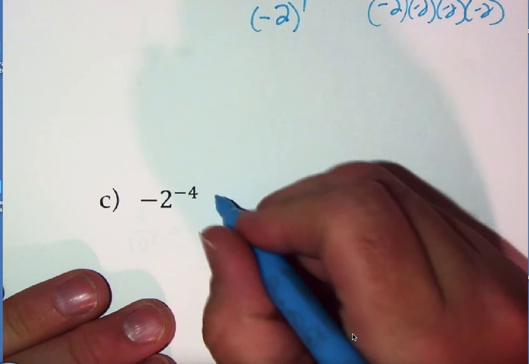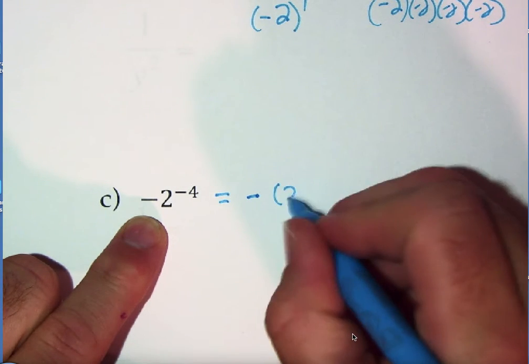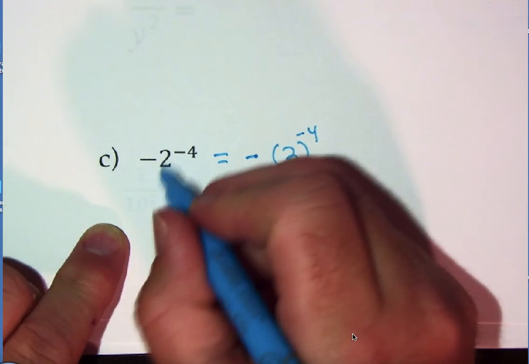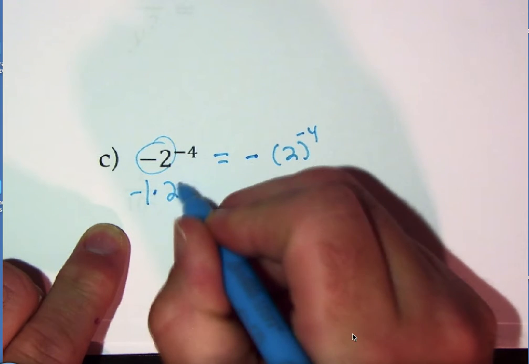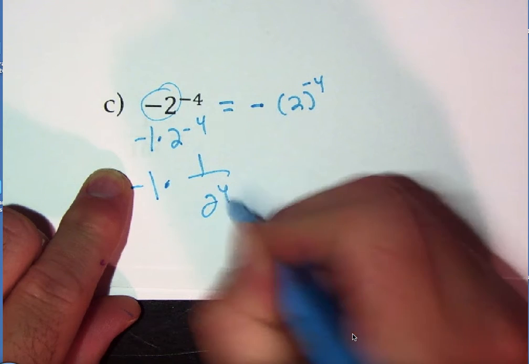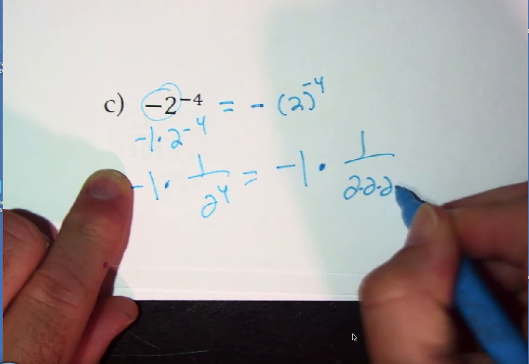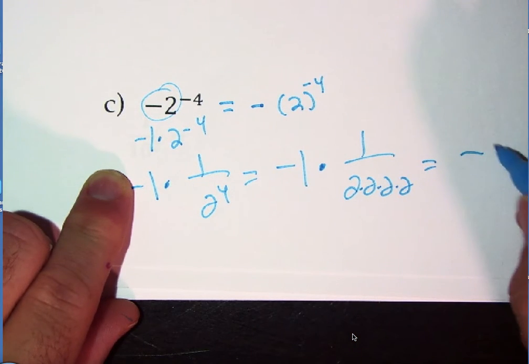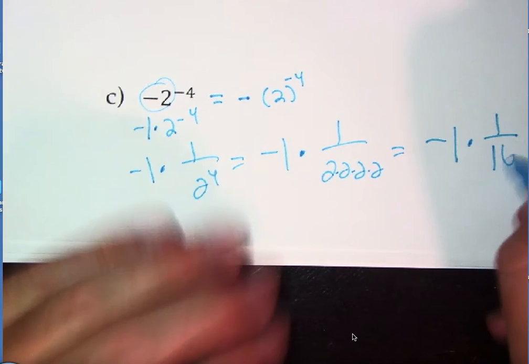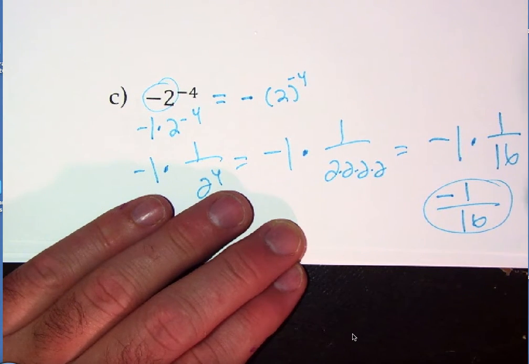Negative 2 to the negative fourth is really negative 2 to the negative fourth, because negative 2 is really negative 1 times 2 to the negative fourth. Super annoying. So it's negative 1 times 1 over 2 to the fourth, which is negative 1 times 1 over 2 times 2 times 2 times 2, which is negative 1 times 1 over 16, which is negative 1 divided by 16.